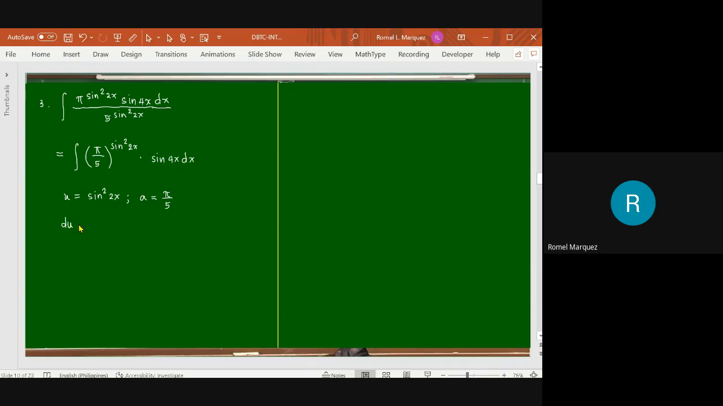So what is du? It is 2 sine 2x times cosine of 2x, then times the derivative of 2x, which is 2, then dx. Why is it so? This is a power, no? Drop the exponent, copy the base, that is sine 2x, get the derivative of sine 2x, cosine 2x. But the derivative of 2x is 2. Then dx because you want it to be du.